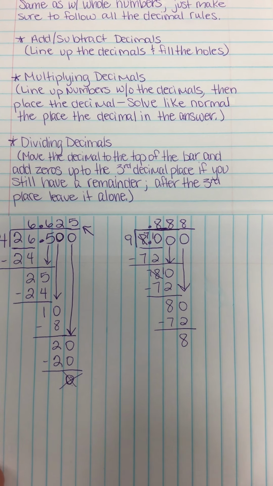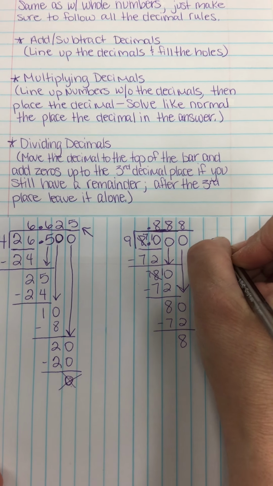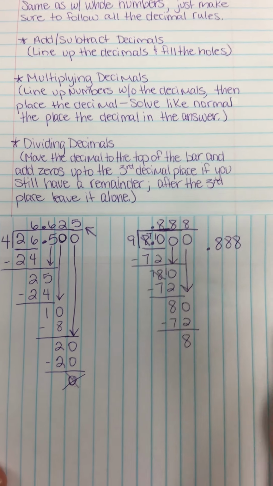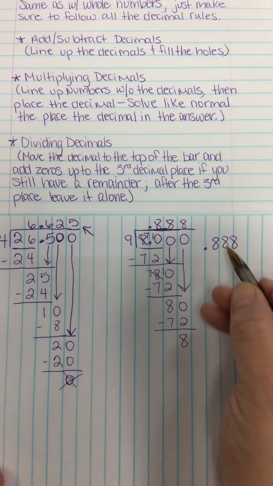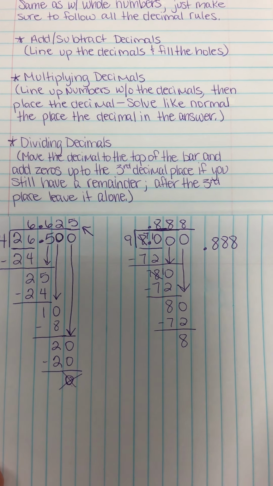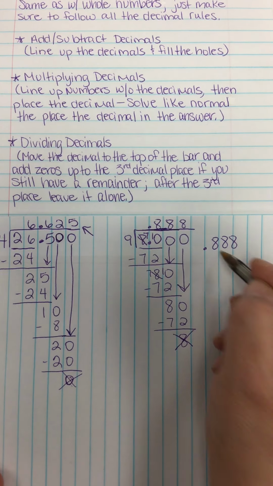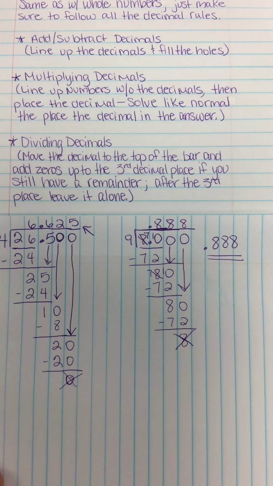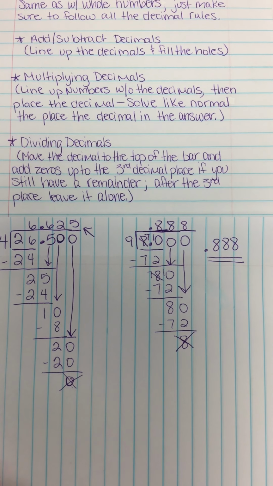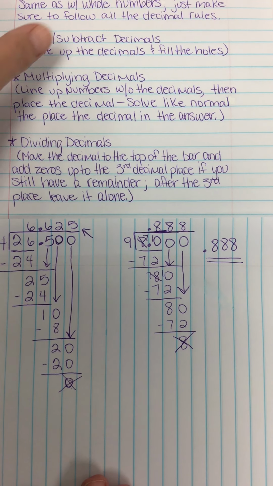Okay, so here's what I was talking about. Our answer is 888 thousandths. We've already gone 3 places past the decimal, so we just leave this remainder and we don't do anything with it. So this would be our answer. Okay? All right. So let's look at some order of operation problems.